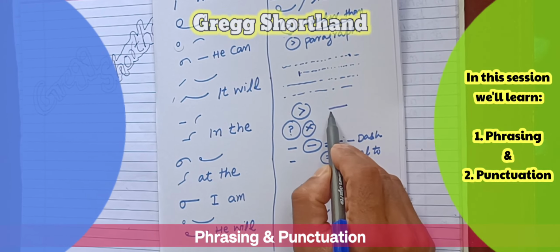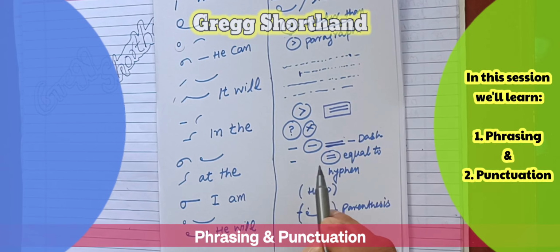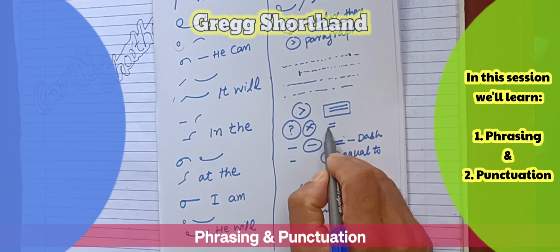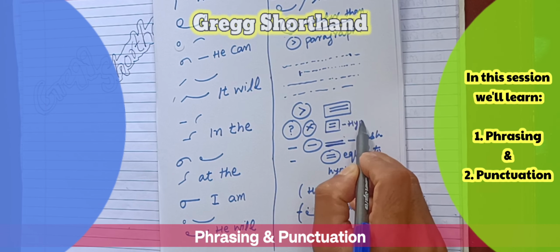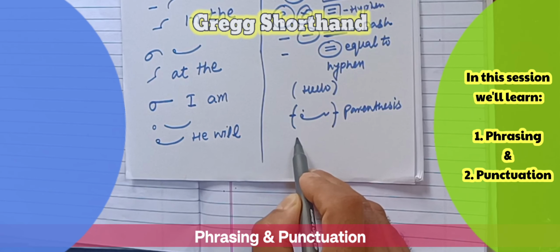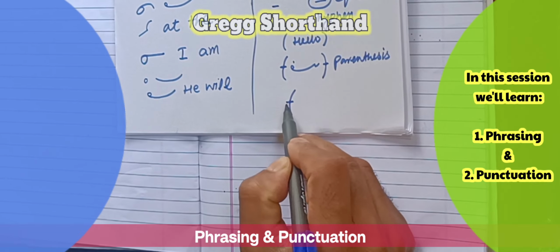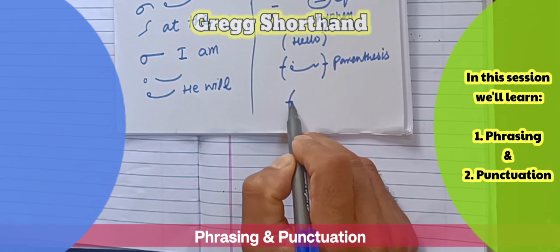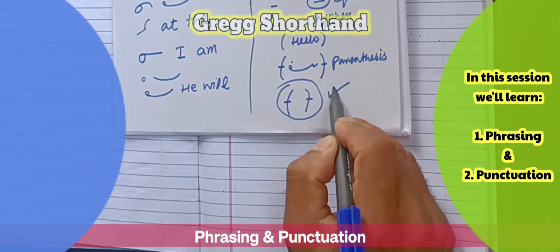And then we have dash. How do we show this? One above the other, two dashes. This represents the dash. And how do we show hyphen? By drawing two small hyphens, and this shows that this is the hyphen. And what is this one? This is dash. In the same way, if we have to show parenthesis, we draw parenthesis like in English language, but we draw a small dash in the middle of the parenthesis to show that this is the parenthesis of Gregg Shorthand.